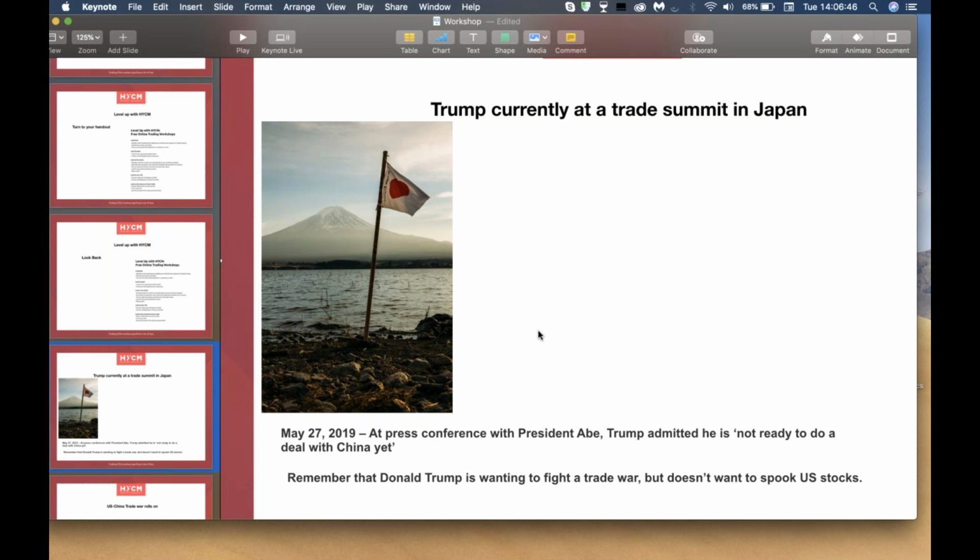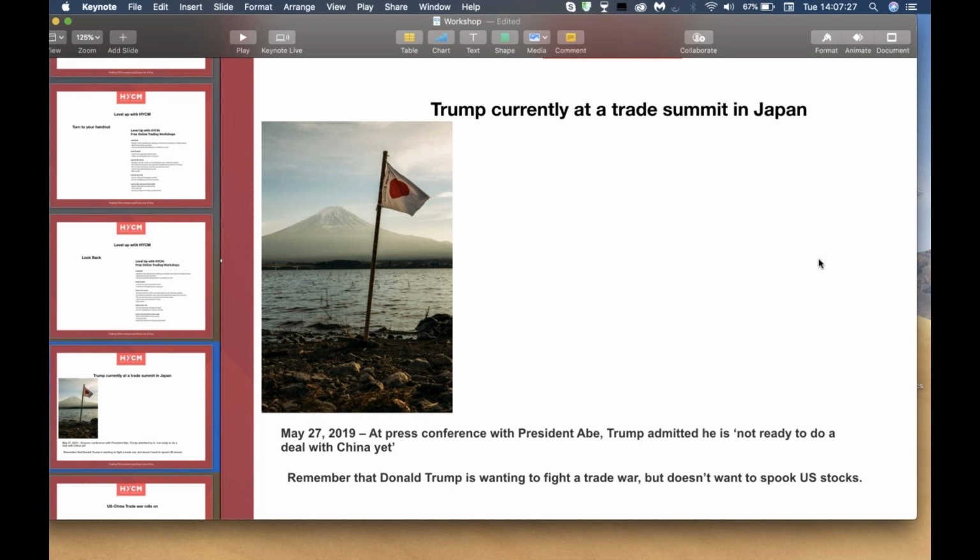The key thing for us to remember, as we're listening to this rhetoric between Donald Trump and China, is that Donald Trump really does want to fight a trade war against China. He is really focused on doing that, but he doesn't want to spook US stocks, because it was December 2018 when he came in very hard against China, announcing the tariffs, and there were big declines in the S&P 500, the Dow Jones, the NASDAQ, big falls in US equities, because the market was clearly worried that global growth was going to slow down.